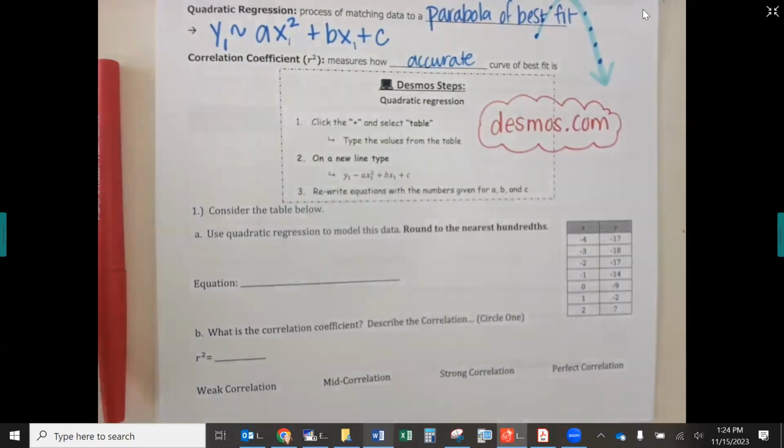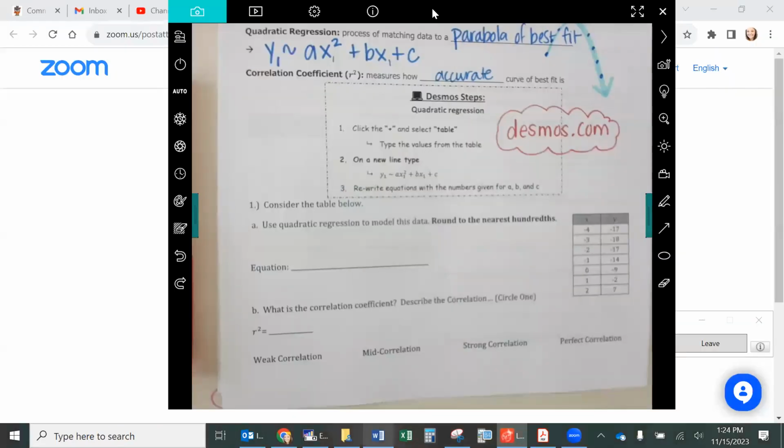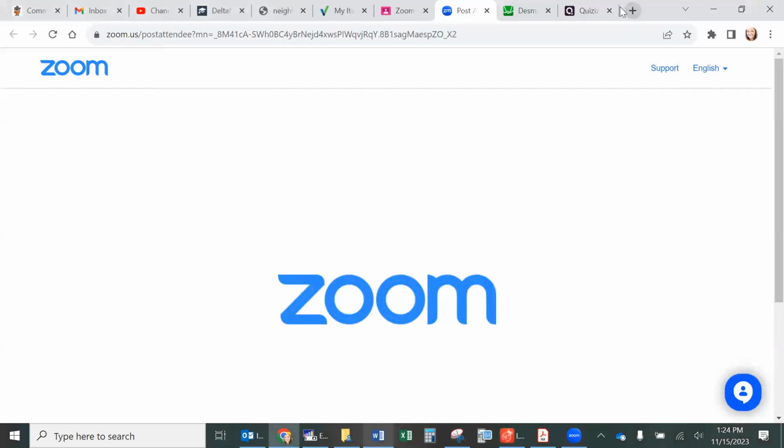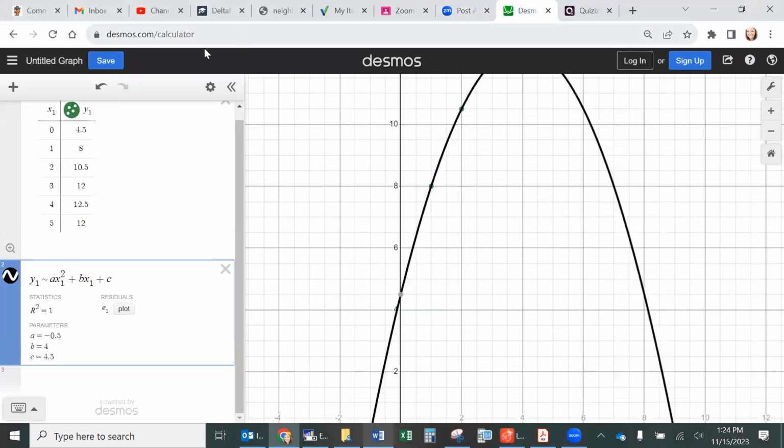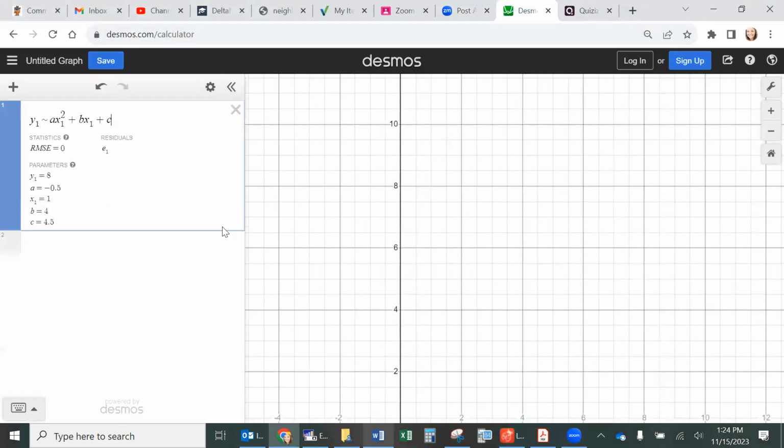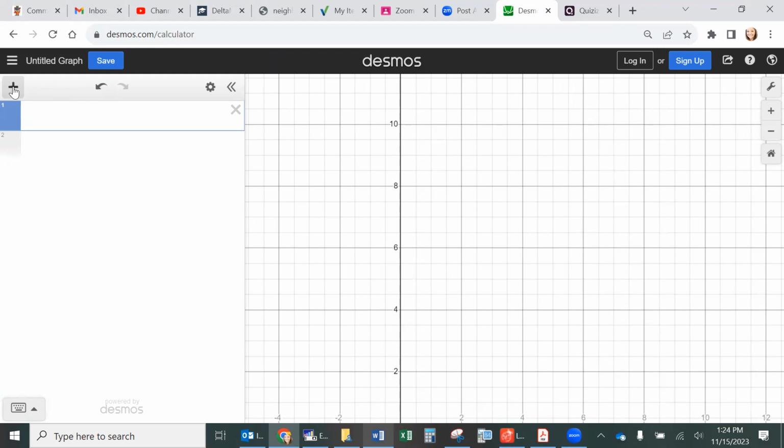Once you go to desmos.com, I want you to open up your little chart. Remember that the way you do that is you hit the little plus sign at the top and open up the little chart. All of this should look very familiar. We've been doing this for 3 days. Then open up your table right here.